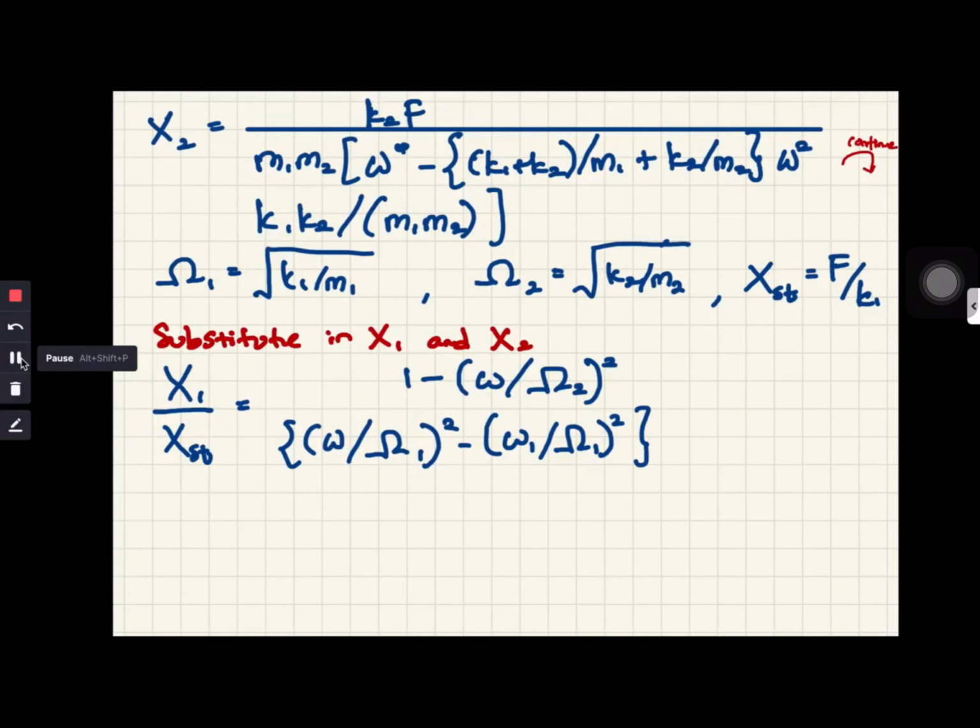and then we'll have another term times omega divided by capital omega 2 squared. I'll continue down here, not enough space, minus omega 2 divided by capital omega 2 squared. Okay, so this is the first one.